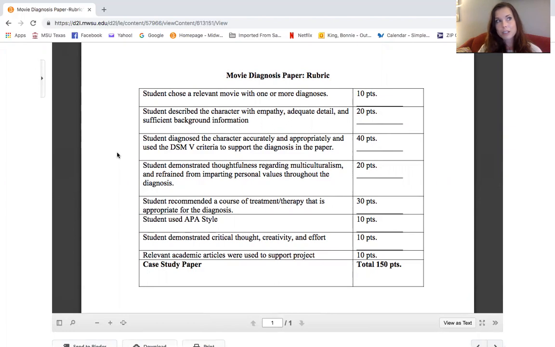If they don't meet the criteria in the DSM, then you may want to choose a different character, because I really want you to justify the diagnosis well with the criteria in the paper. So of course you're going to be citing the DSM. And that's 40 points there, so you really need that to do well.